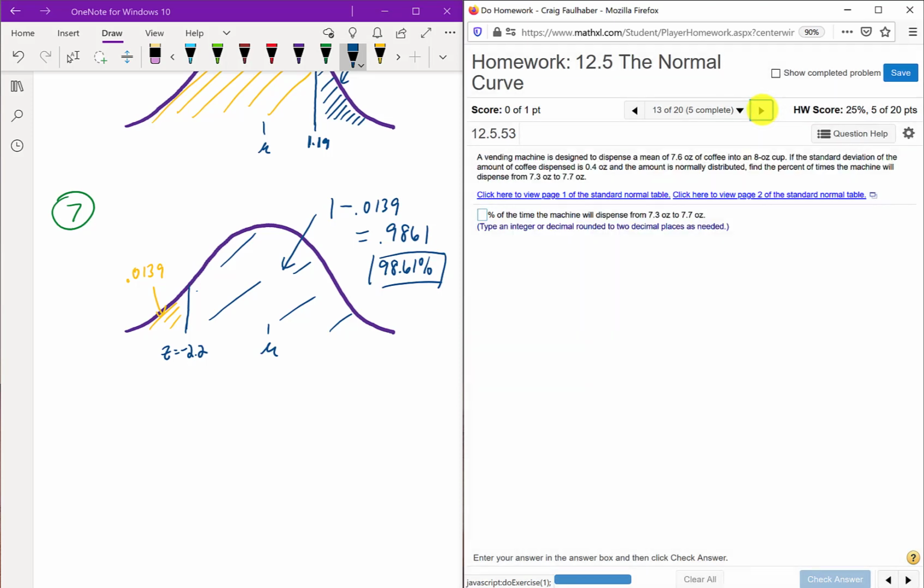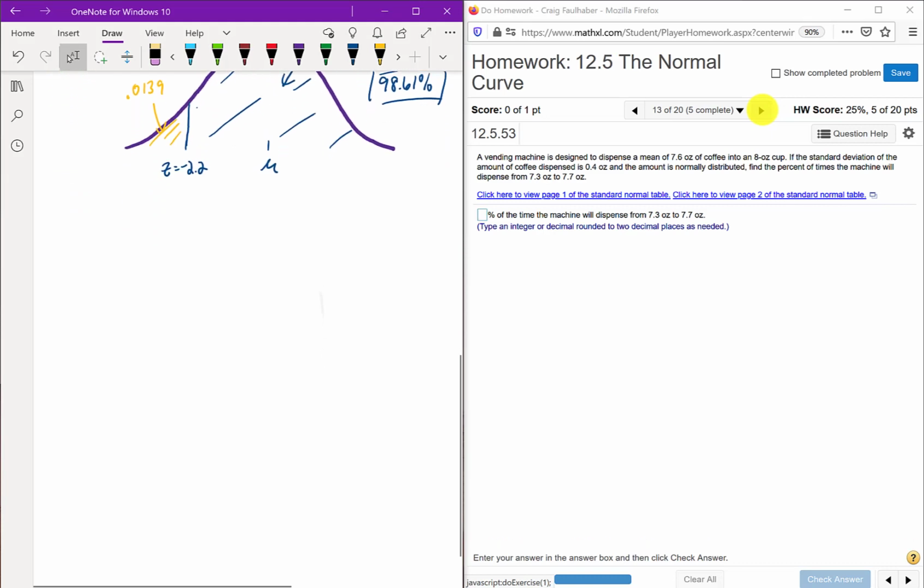Here we go. A vending machine is designed to dispense a mean of 7.6 ounces of coffee into an 8-ounce cup. If the standard deviation of the amount of coffee dispensed is 0.4 ounces and the amount is normally distributed, find the percent of times the machine will dispense between 7.3 and 7.7 ounces of coffee.